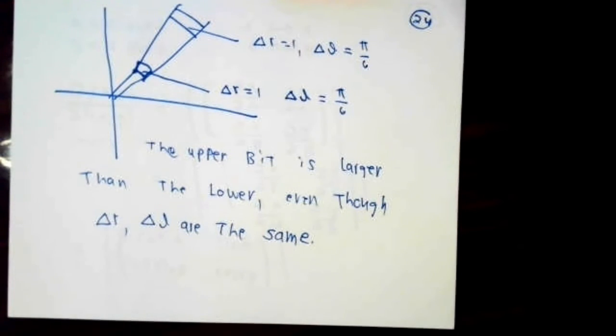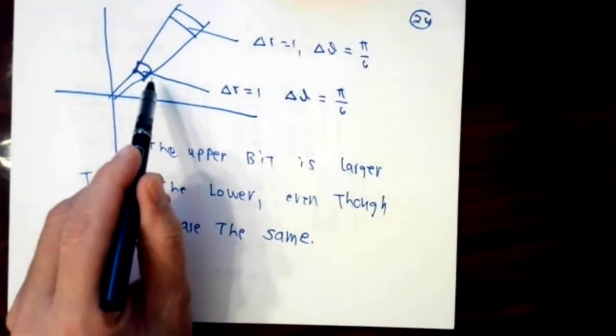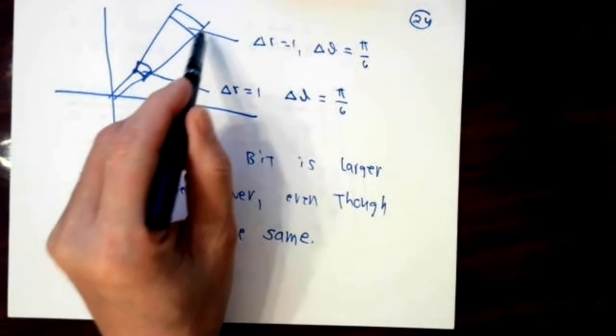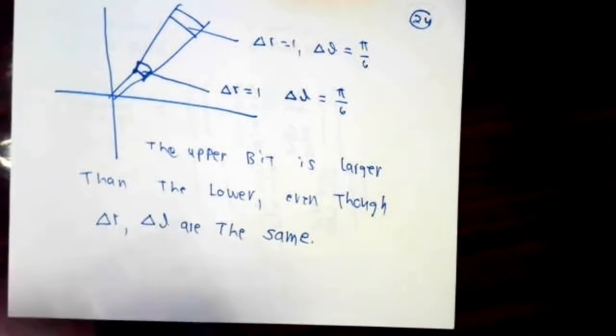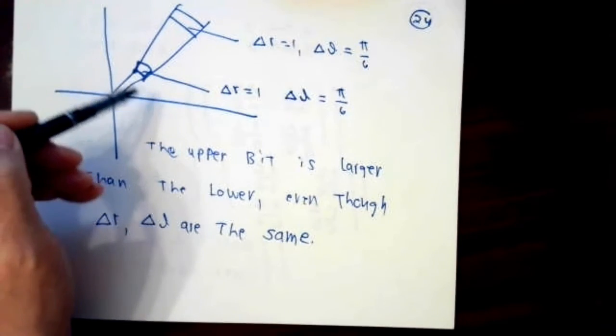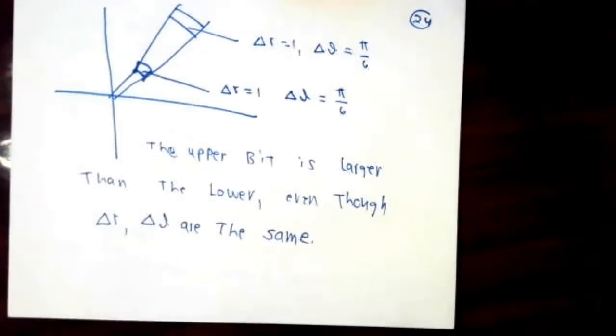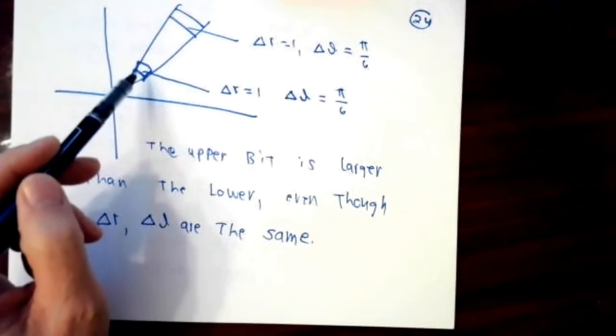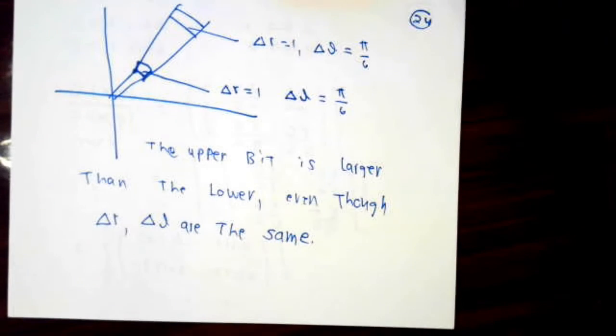If that didn't convince you, think of having a delta r equal one piece and another delta r equal one piece further out. Have the angular size be pi over 6 on both of them. Obviously, this area is a lot bigger than this area, even though for both of those chunks, delta r and delta theta are the same. So there has to be more to it than just delta r delta theta.